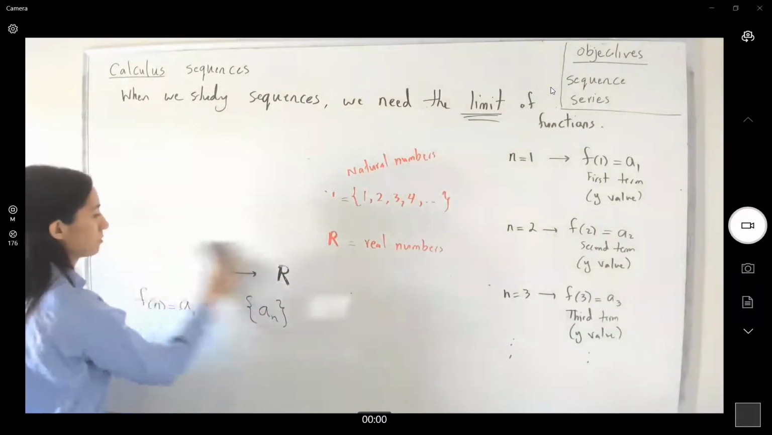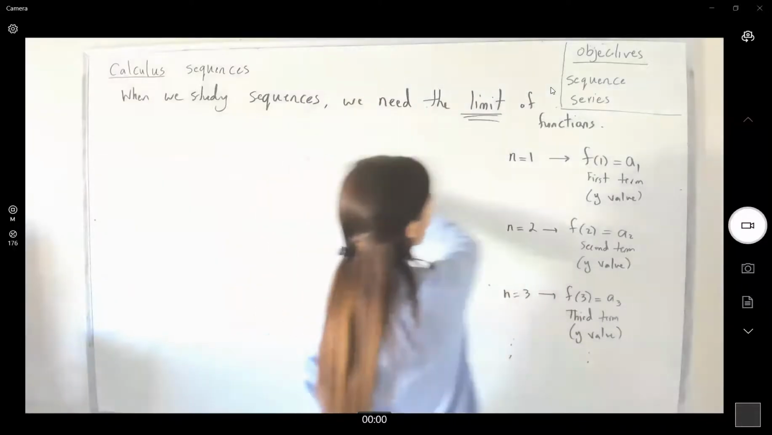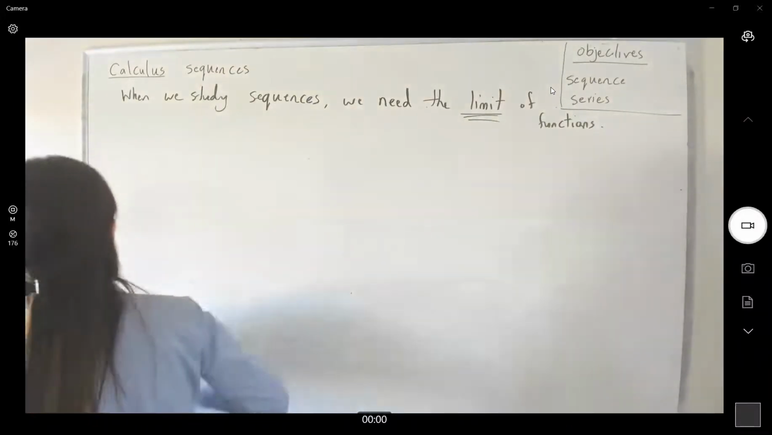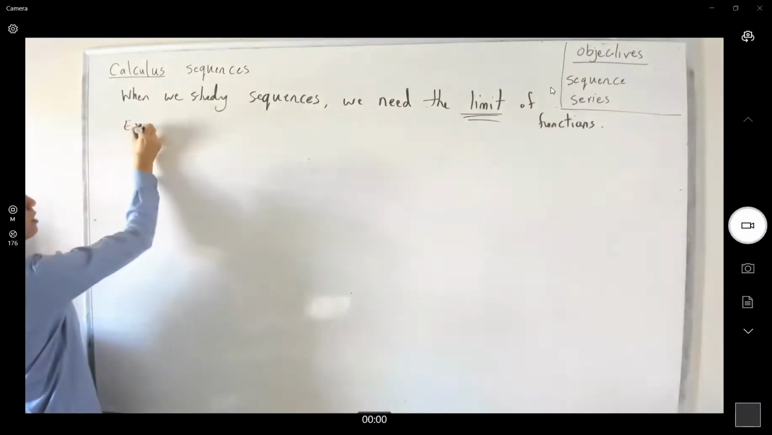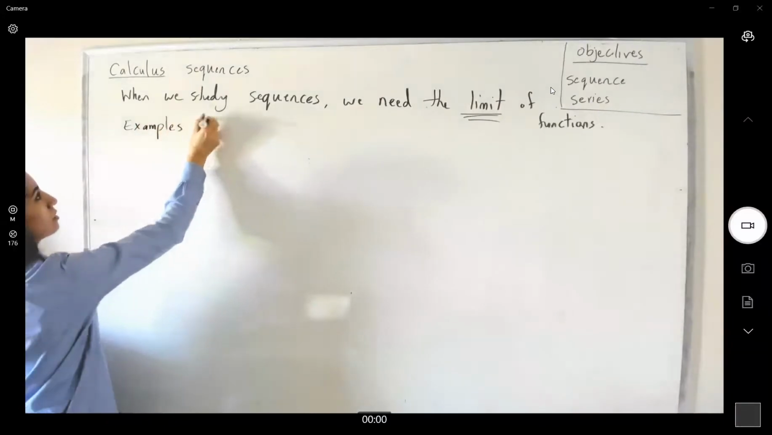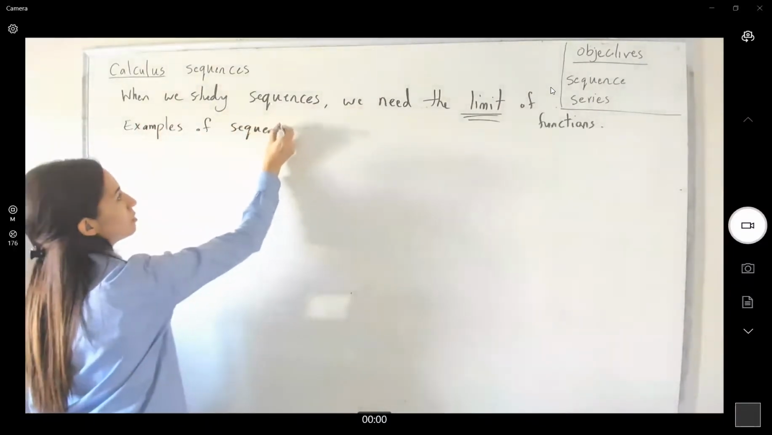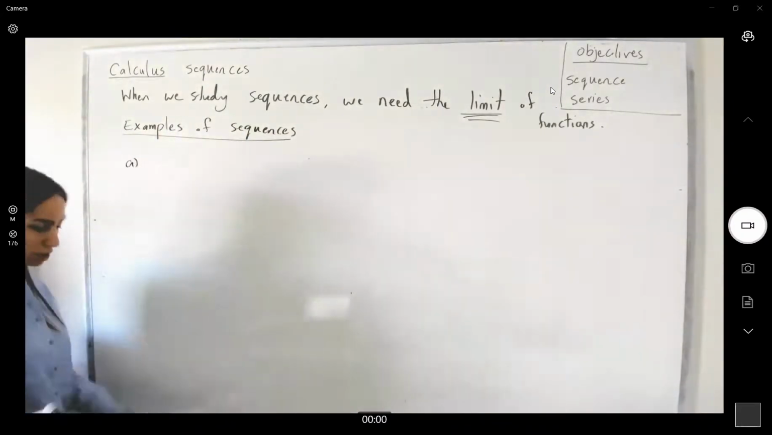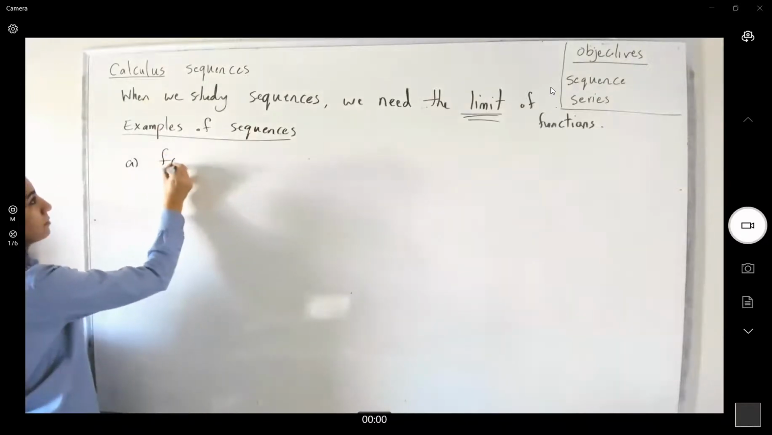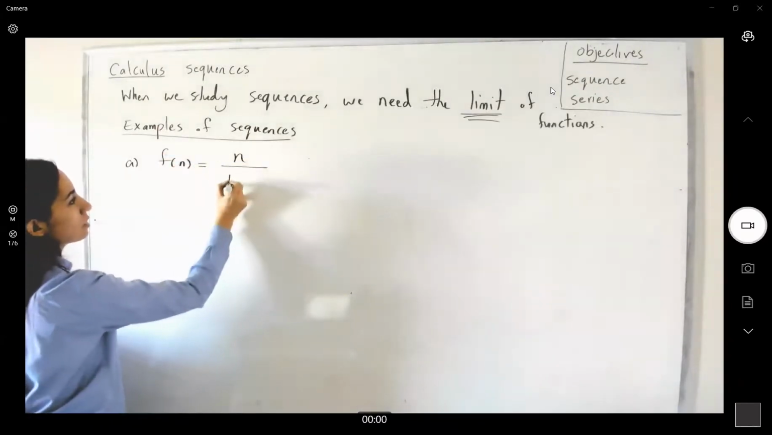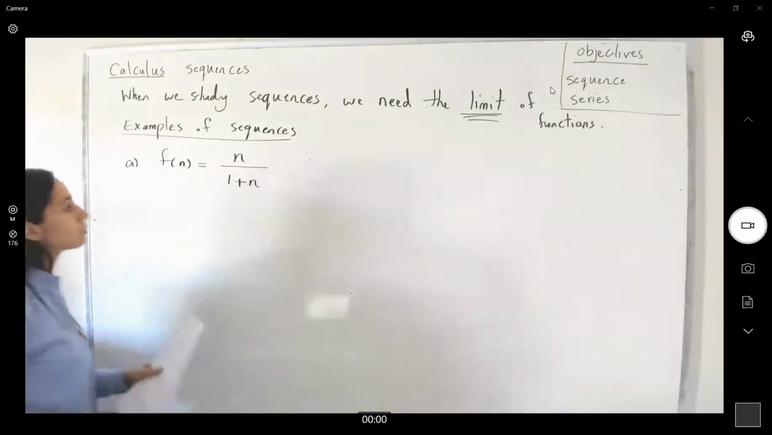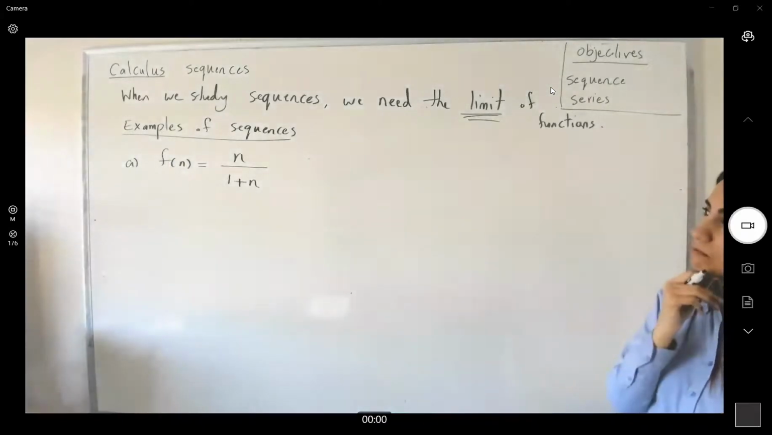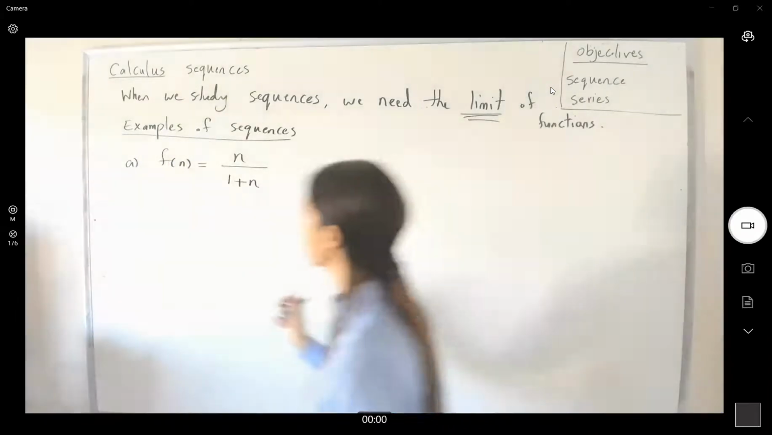Examples of sequences. First example that we're going to talk about is f of n equals n over 1 plus n. So we have a function. This is definitely a function.